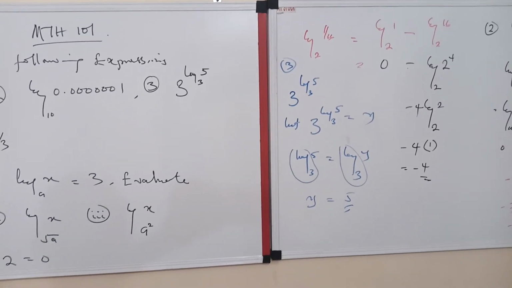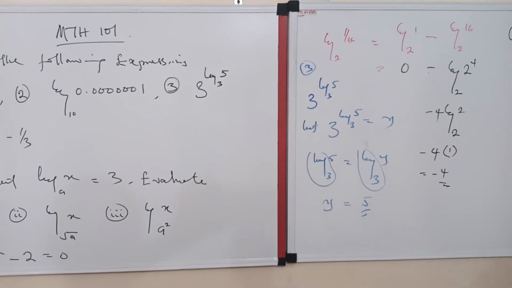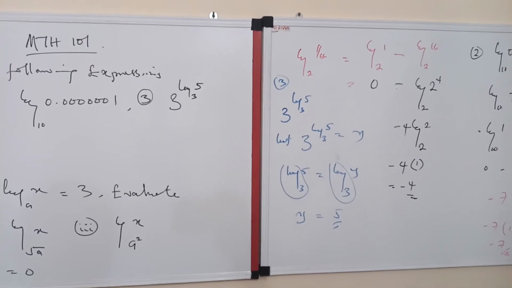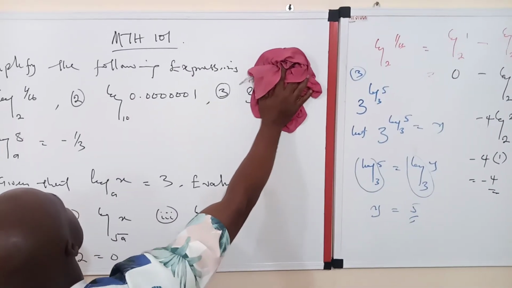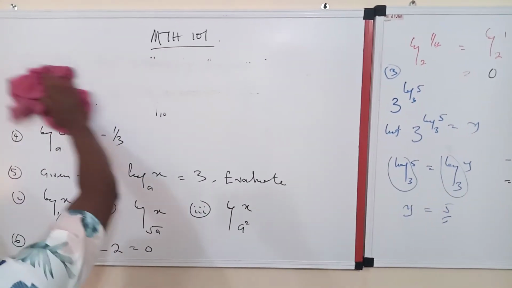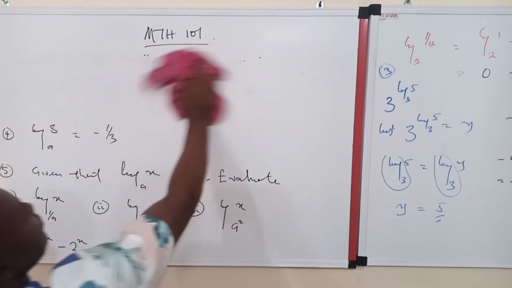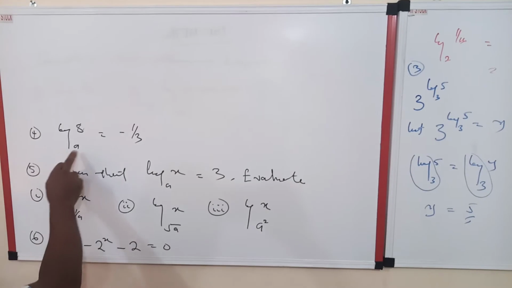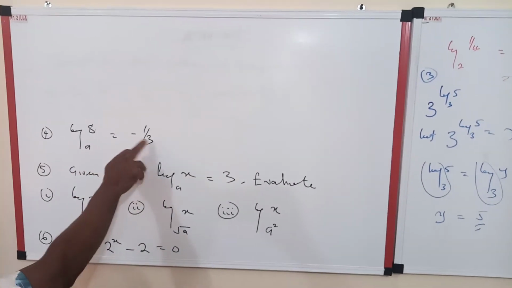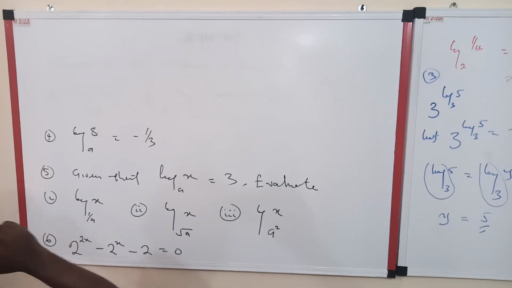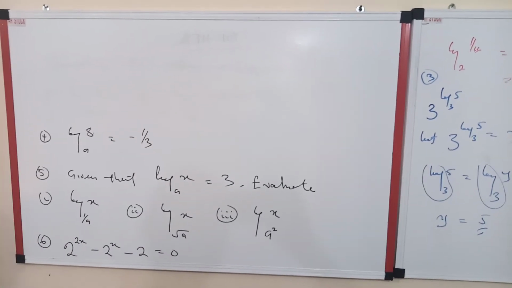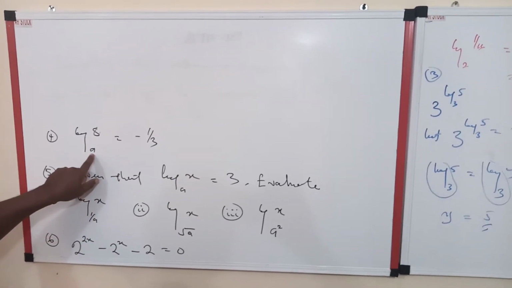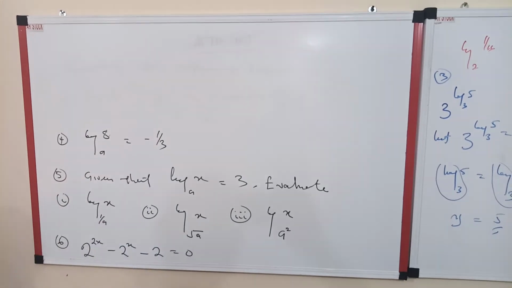Now the next one I will want us to quickly look at is number 4. And number 4 is simply this: the log of the number 8 in base A is equal to negative 1/3. If that is true, in this case, we have also considered similar things like this when we were considering the various cases, where we can see that the base is not known and is expressed in terms of log. So what do we do?